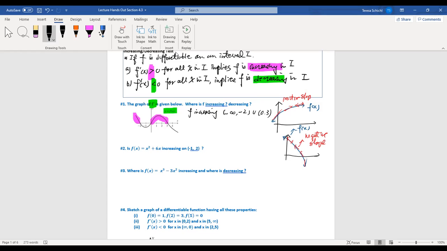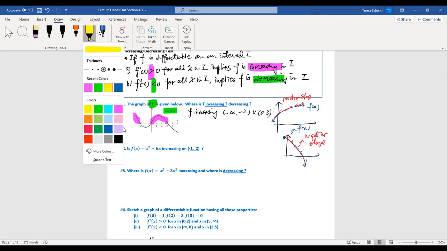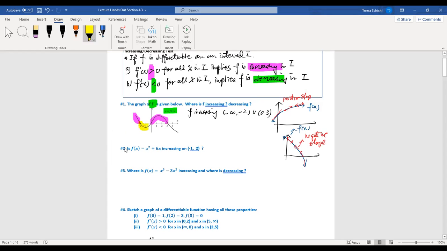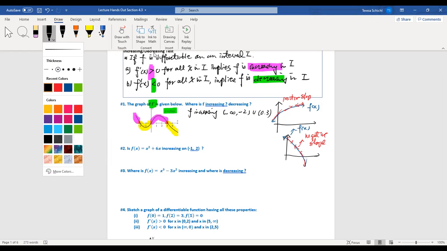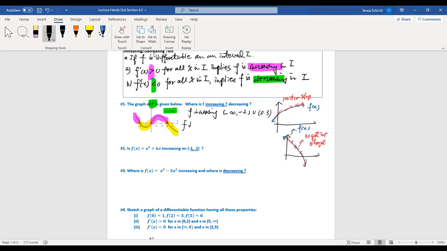Now, where is f decreasing? Decreasing is where f prime is less than 0. So I know this area is less than 0, and this area is less than 0. So we can say f is decreasing.